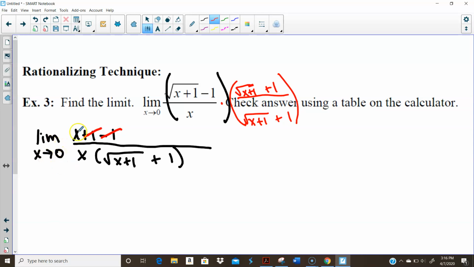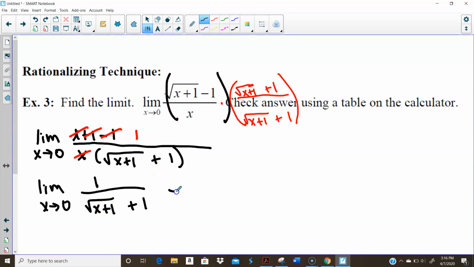And then that leaves us with just x over x. This is multiplication, so we can cancel it. So the x's will cancel, and now there's just a 1 left on top as a placeholder. So now we end up with the limit as x approaches 0 of 1 over the square root of x plus 1 plus 1. And the plus 1 is outside of the radical. Looks like we can use direct substitution now.